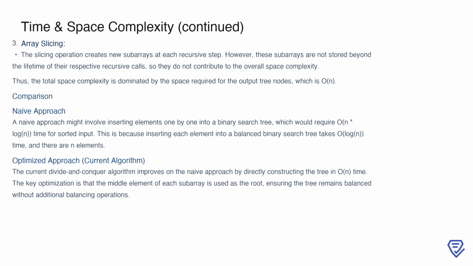Comparing this approach to a naive alternative highlights its efficiency. A naive method might involve inserting elements one by one into a binary search tree. For a sorted input array, this would have a time complexity of O(n log n), because each insertion into a balanced tree takes O(log n) time, and there are n elements to insert. The current algorithm, however, avoids this repeated insertion process by using a divide and conquer strategy to directly construct the tree in O(n) time. This ensures that the tree remains balanced without additional balancing operations.